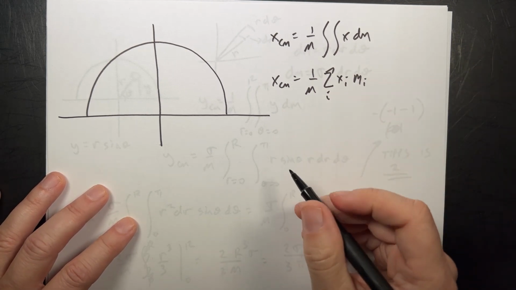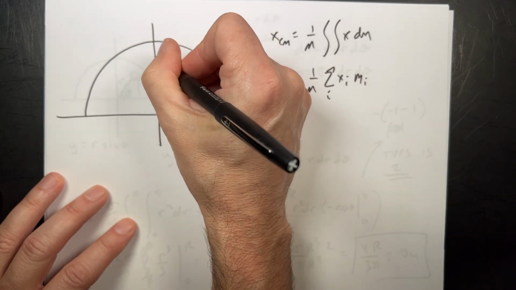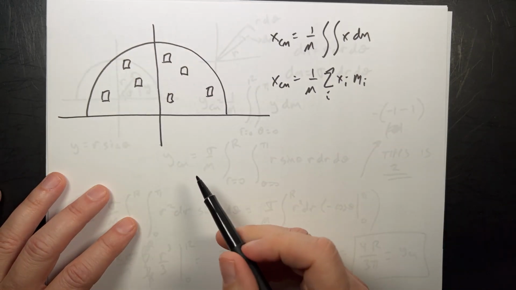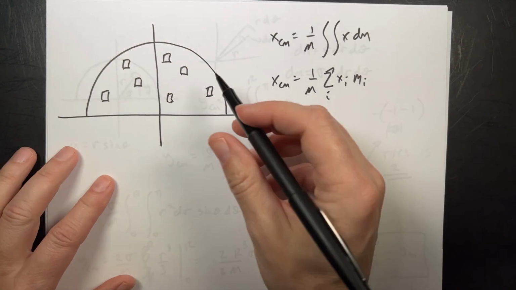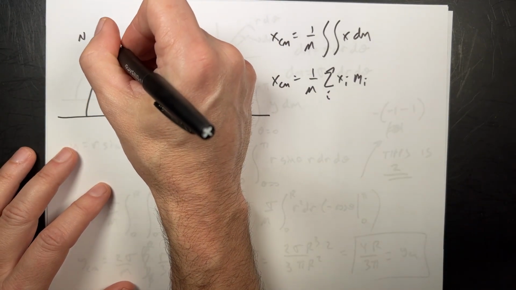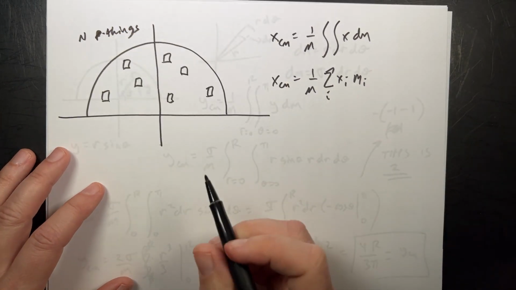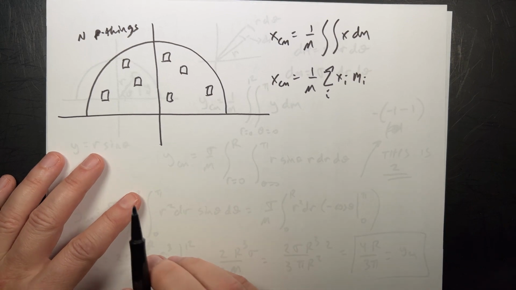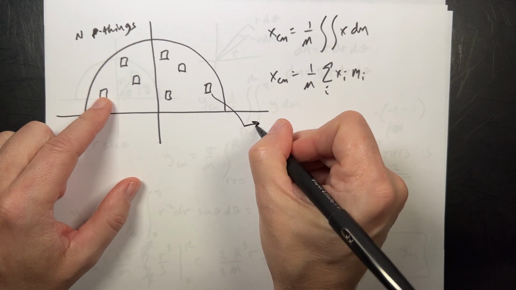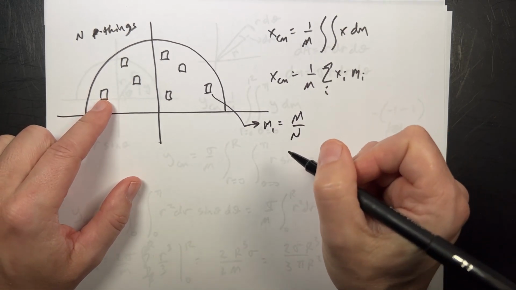Suppose that I broke this into a bunch of pieces. They don't have to be squares, I'm just drawing them as squares. Each one of these pieces has a mass, where this is, let's say, n pieces. I'm going to spell pieces, n things. That's a trick: if you think you're going to misspell something, just use a different word. So in that case, each one of these, mi, would be the total mass over the number of pieces I break it into.